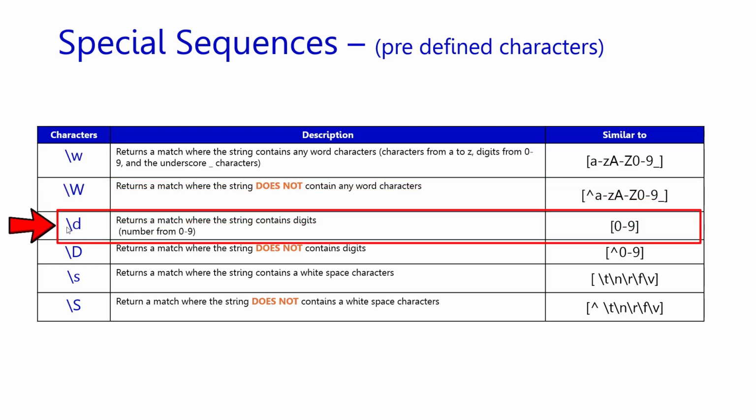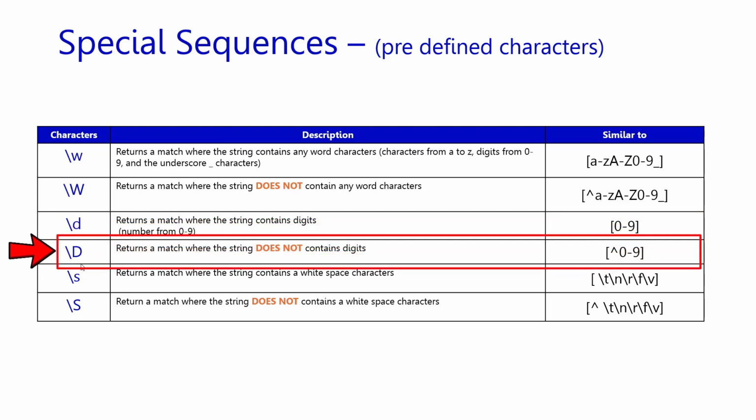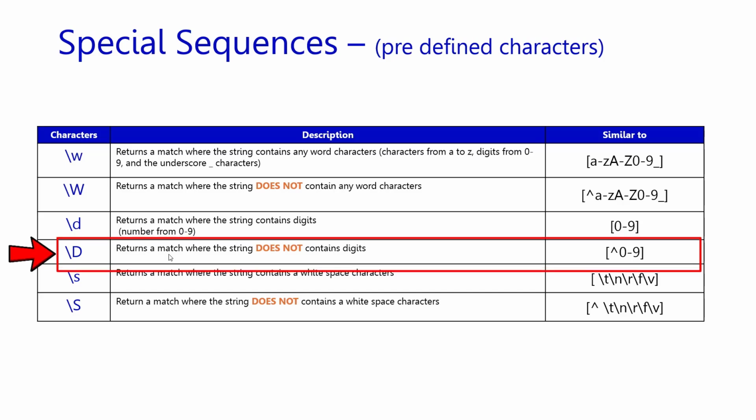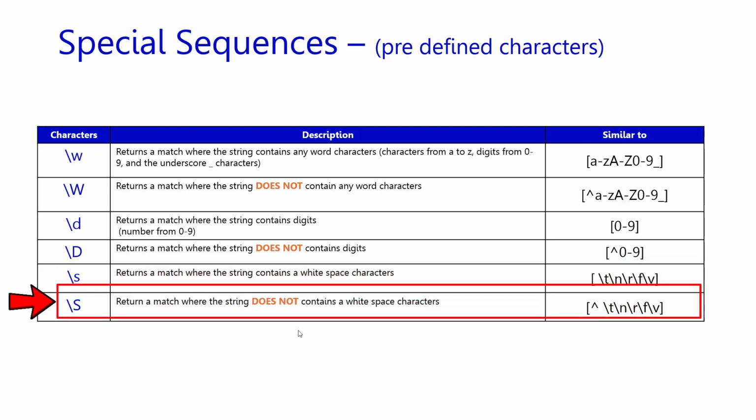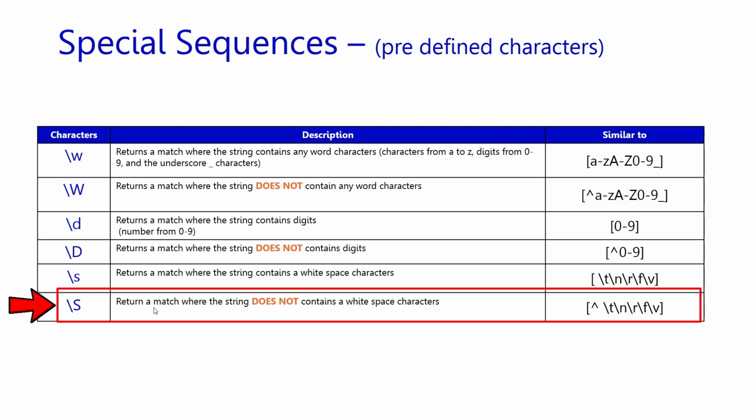And similarly, \d will match all the digits, so it is similar to the character set 0 to 9. Capital D is the opposite of small d, which means it will match anything apart from digits. And similarly, \s will match white spaces like tab, space, new line, etc. Whereas \S does the opposite, meaning it will match anything apart from white spaces. That's what you can see here in the character class.